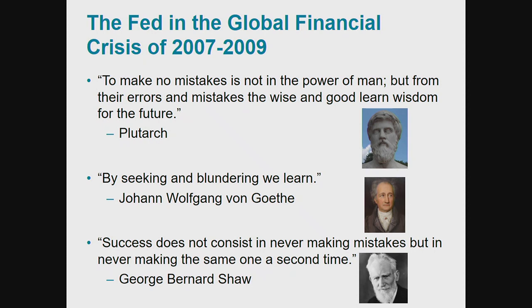And by seeking and blundering, we learn. And of course, from George Bernard Shaw: success does not consist in never making mistakes, but in never making the same one a second time. You could say the Fed did that. They went from not lending to solvent financial institutions to lending to every financial institution. So they didn't make the same mistake twice. Exactly. It's a different mistake.